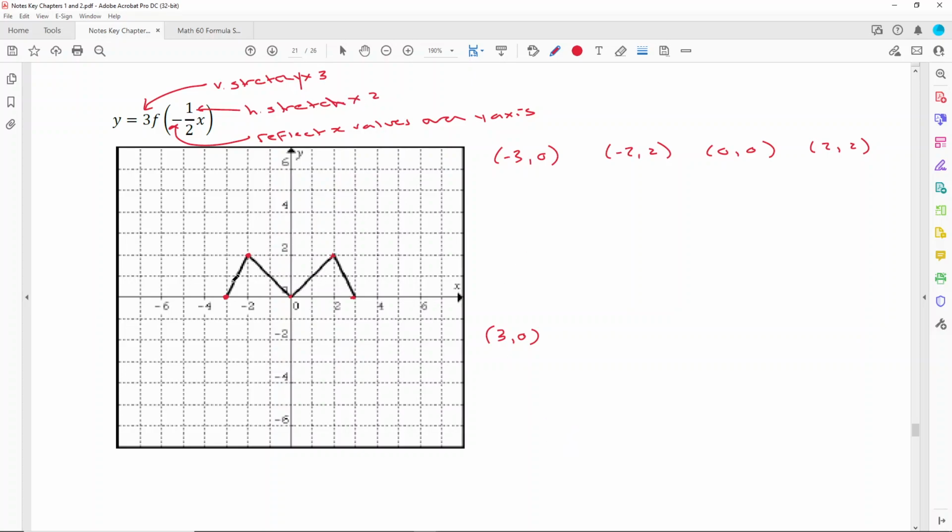We could do them one at a time, and we could do a new graph, right? So let's do that first this time. So I'm going to vertically stretch by 3. If you're a points person, don't write this down. So this point would go up to 6. This point would stay the same, and this one would go up to 6. So this is my vertical stretch by 3.